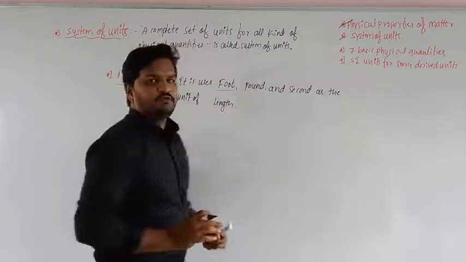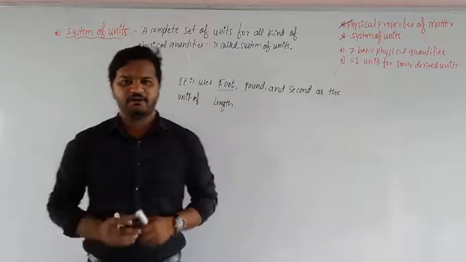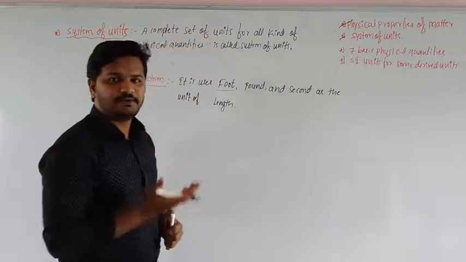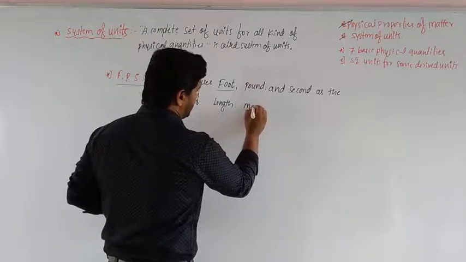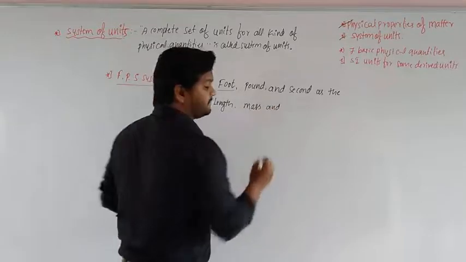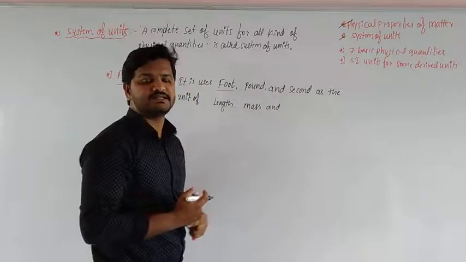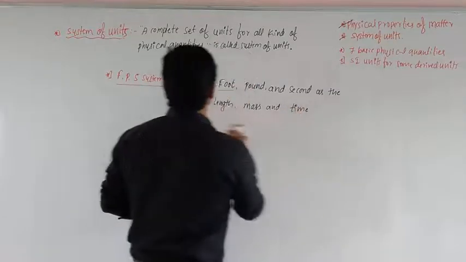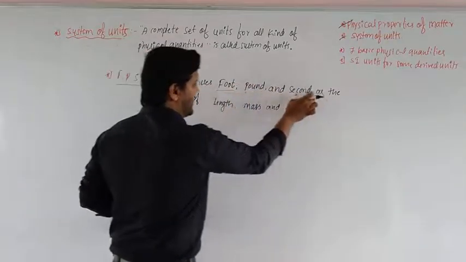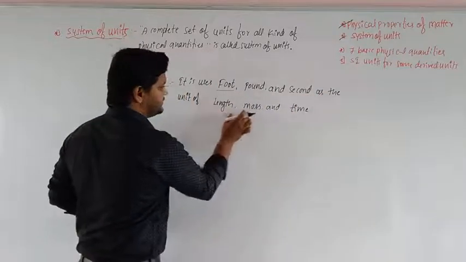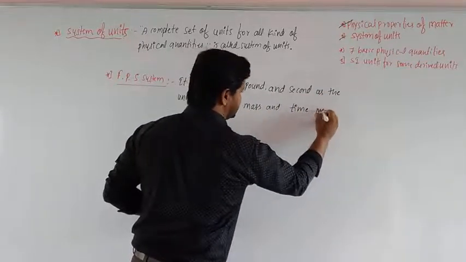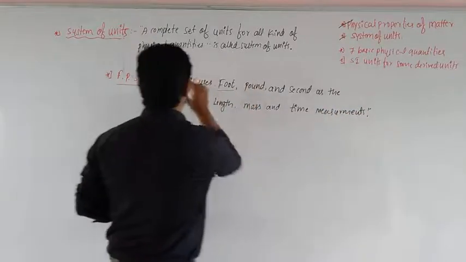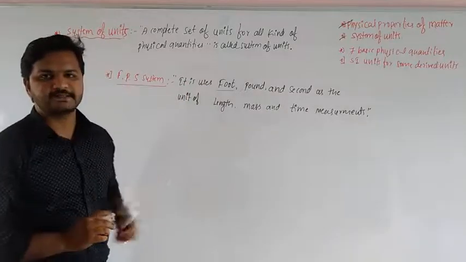For pound, for example, we say there is a 10 pound stone, a 15 pound stone. So what do we use pound for? Mass. And second, we say 10 seconds, 20 seconds. So second is a time measurement. It uses foot, pound and second as the unit of length, mass and time measurements. So this is known as FPS system.